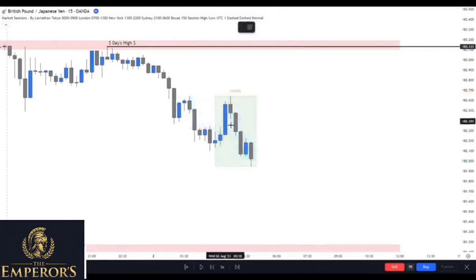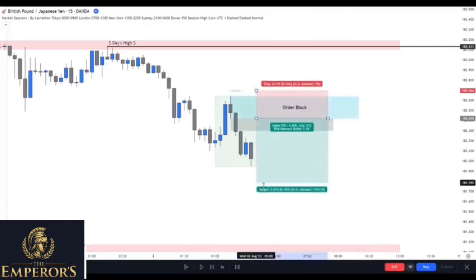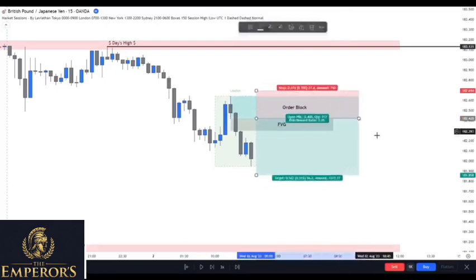Once again, we have clean fair value gaps, a break of structure, and another bearish order block. So let's place another sell limit since we still have time before the London kill zone ends.